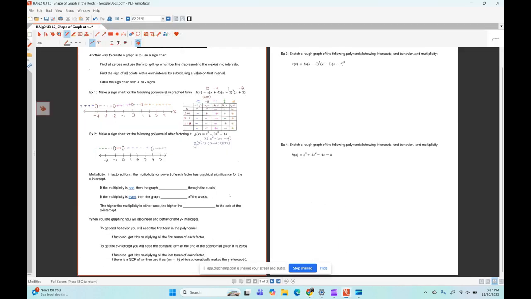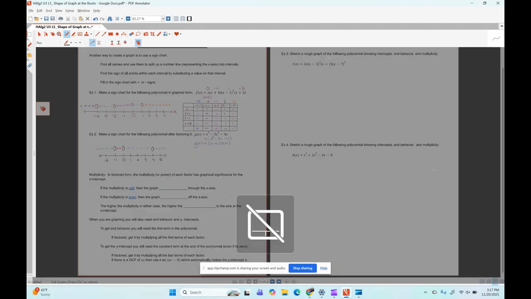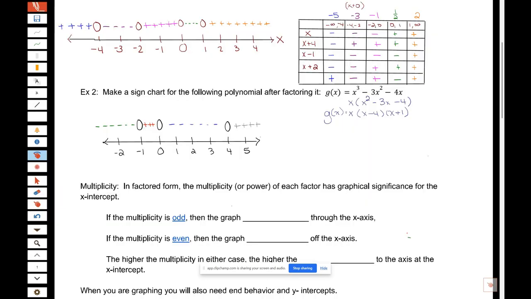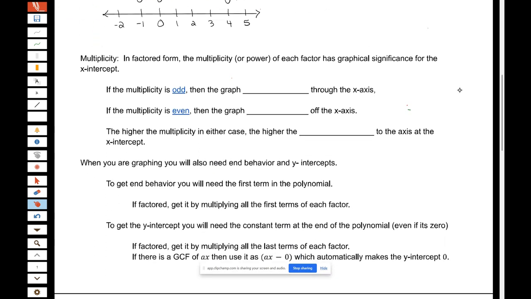Now that we know how to make a sign chart to find where the graph is below and above, we can also use multiplicity in conjunction with our end behavior, rather than a sign graph, to graph a polynomial function. So let's talk about what multiplicity is and what it means.